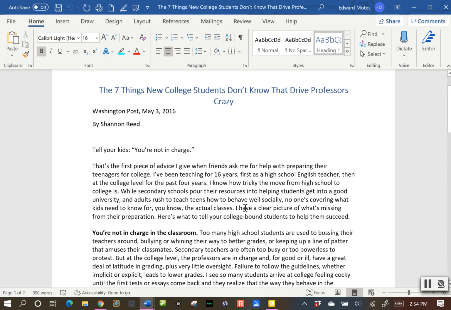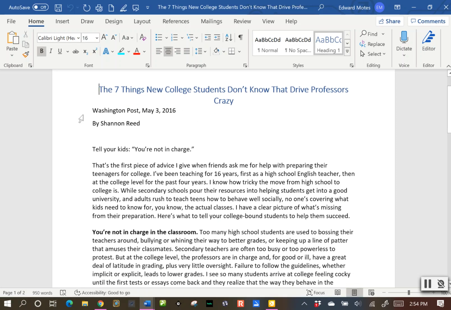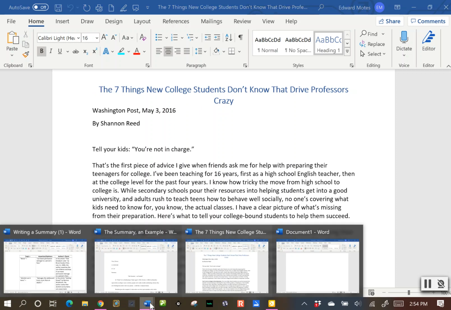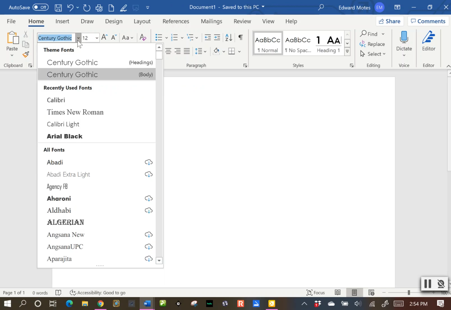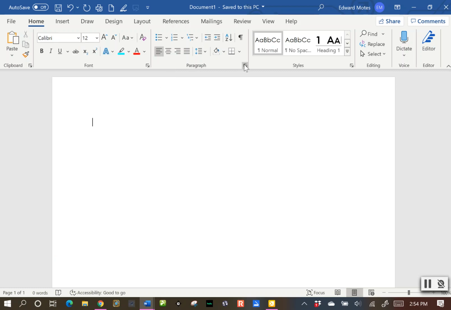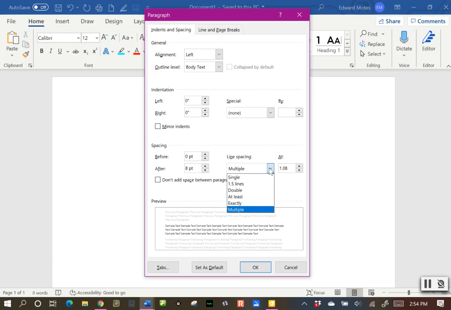So we've got our article title, newspaper it came from, publication date, and author. Alright, so you're going to open a Word document. Make sure you set it at font size 12. You can use Calibri or Times New Roman. That's fine. And then make sure it's double spaced.